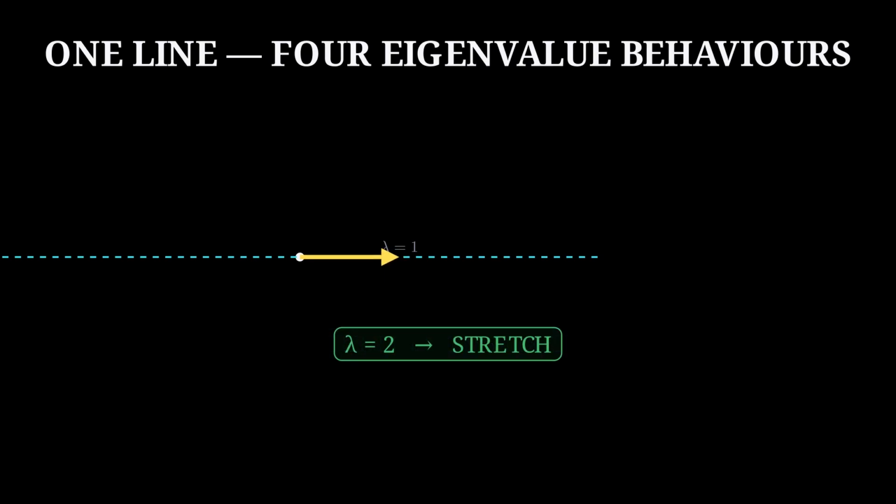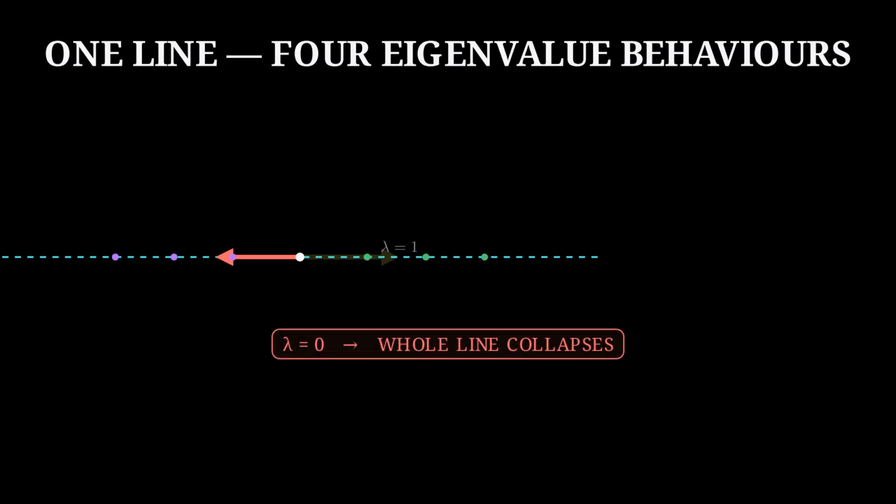With λ equal 2, the arrow doubles and keeps pointing forward along the same line. With λ equal 1/2, it shrinks to half its length but still keeps the same direction. With λ equal -1, the arrow stays on the line but flips to point the opposite way. And with λ equals 0, the whole eigendirection collapses to the origin. That information is destroyed. So one number describes stretch, shrink, flip, or collapse along a direction the matrix never bends away from.